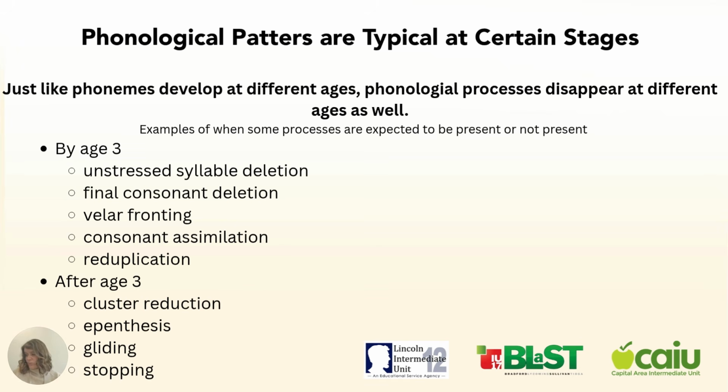Epenthesis, which is when we add in an extra sound. For example, if we have the word black, we might say buh-lack, right? That's adding in that schwa somewhere. Gliding is when we have that W for an R, for example, instead of red, we might say wed. And stopping is when we take a sound that should be continuant, like an s, and we substitute it rather with a stopping sound like d or t. So maybe instead of sun, we say ton.